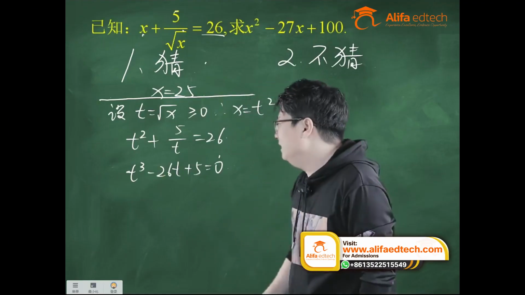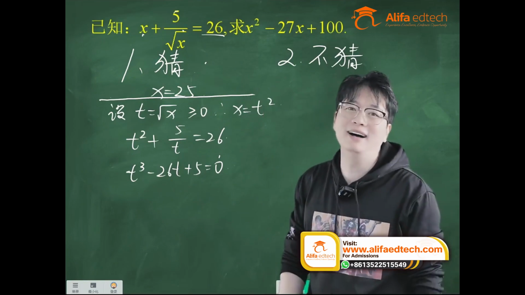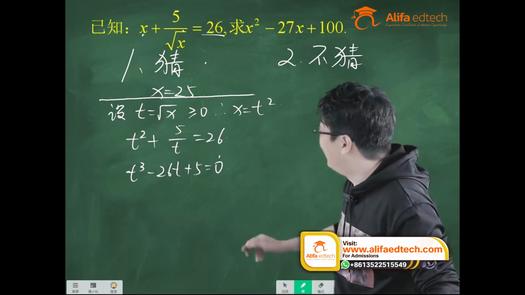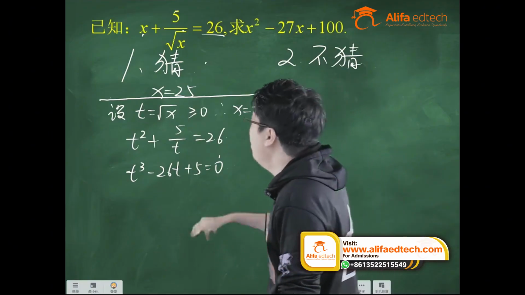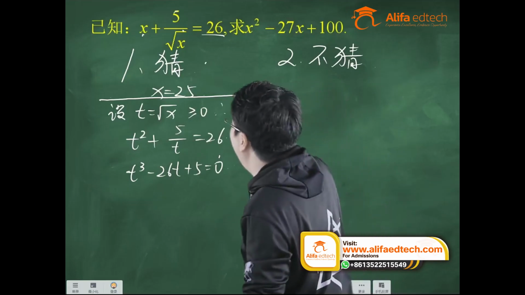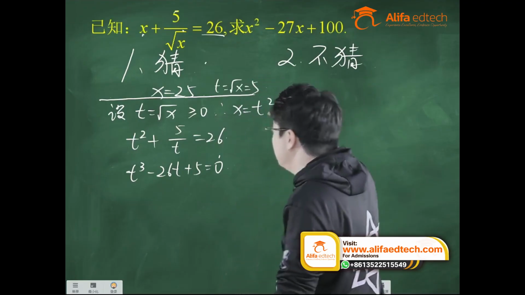No problem. Next we need to solve a cubic equation in one variable. When you don't know how to solve it, you find your classmate's guess very meaningful. Why did I guess that x is equal to 25? The method of inspection can see it. Then t, the square root of x, is equal to 5.